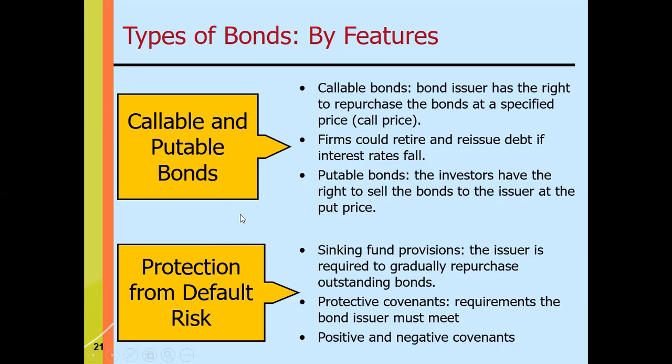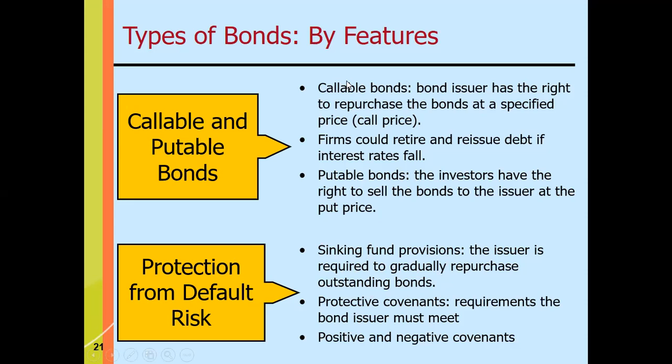Then another one is protection from default or risk. In case there would be risks that the issuer cannot pay the corresponding liabilities in terms of the principal and interest, we have the sinking fund provisions. The issuer is required to gradually repurchase outstanding bonds. It's also possible that the requirement is that the issuer will have to maintain a separate fund for the purpose of payment of the bonds, hence the sinking fund.